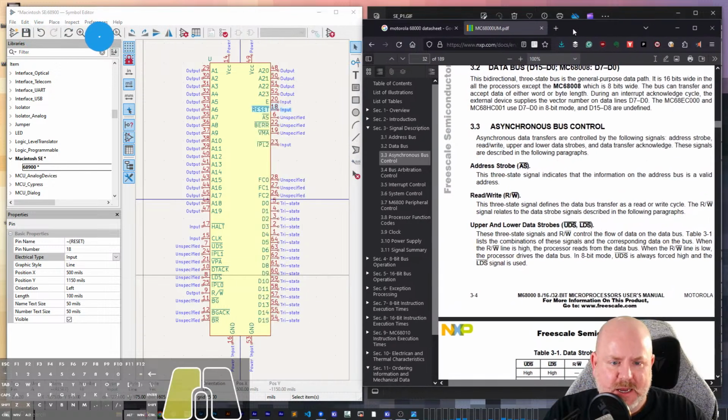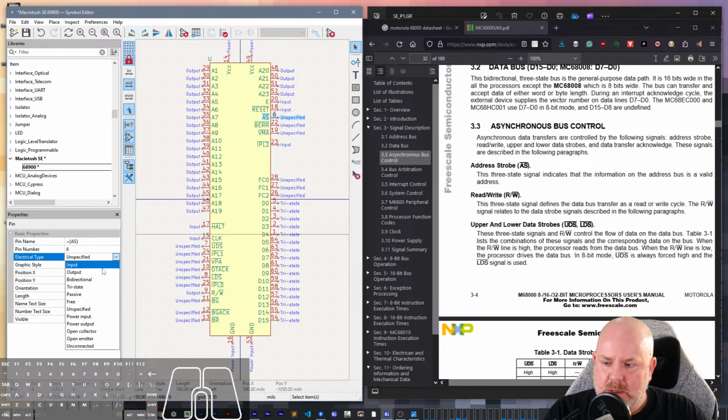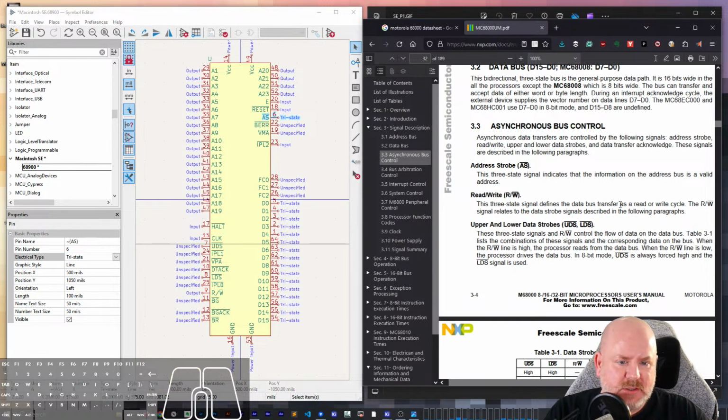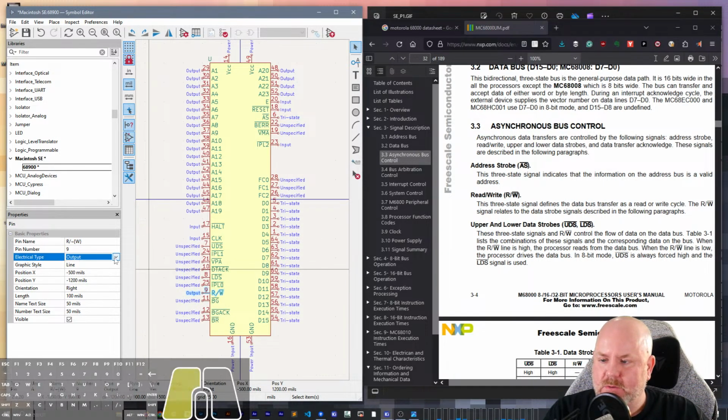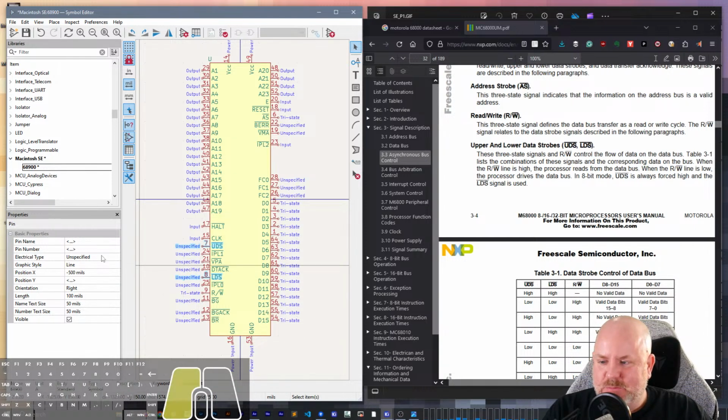So AS is address strobe. This 3-state signal. That's pretty much all I care. All right, let's go tri-state. Indicates that something is valid on the bus. Read write is a 3-state signal. Really? I didn't know that it was tri-statable. Okay. Well, we will make that tri-state then. Upper and lower data strobes. These 3-state signals and read write control the flow of data on the data bus. That seems pretty understated.